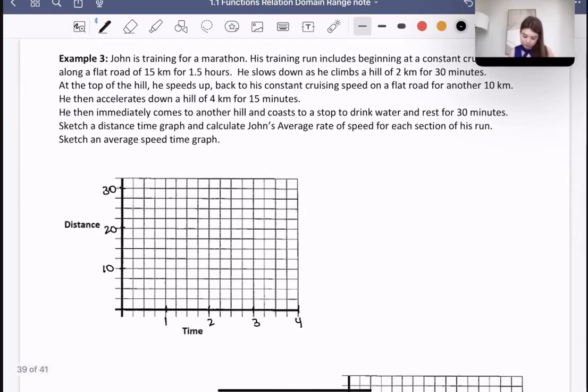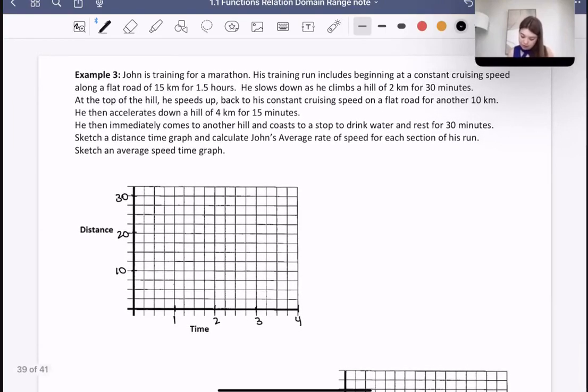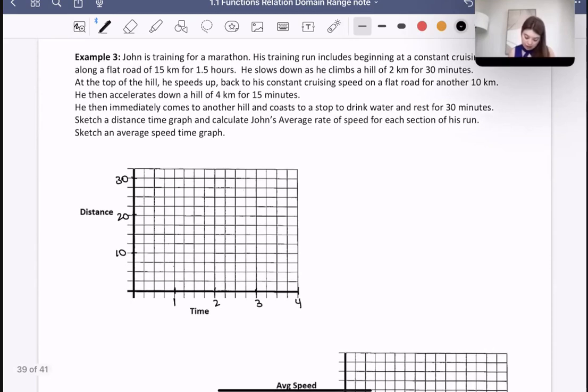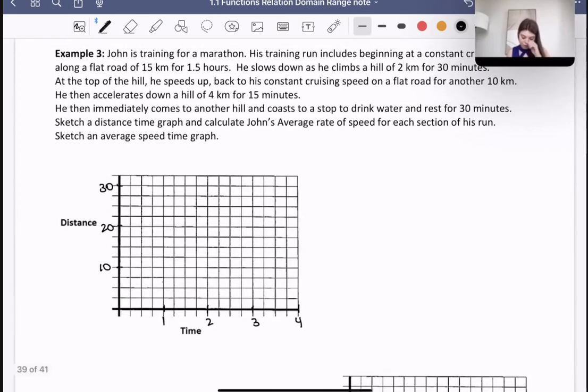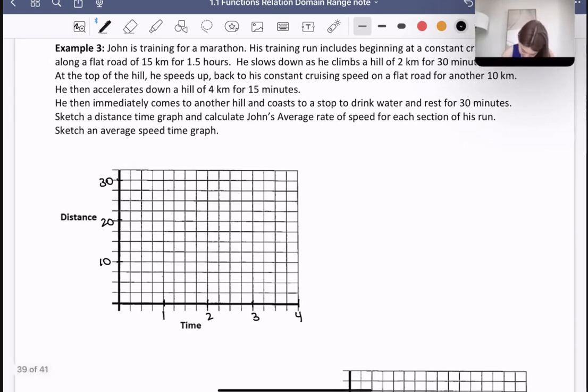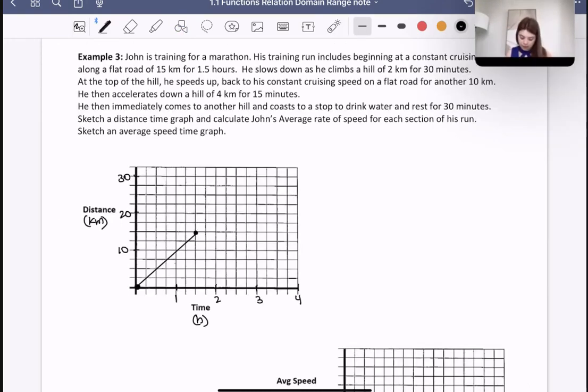The first thing it says, his run includes beginning at a constant cruising speed along a flat road of 15 kilometers for 1.5 hours. That means he traveled at a constant rate and got to 15 kilometers after an hour and a half. So an hour and a half is right here, and 15 kilometers is right here. I should mention this is kilometers and this is time in hours. So that's our first one, and it's a constant rate. Because it's a constant rate, we just draw a straight line. Simple as that. So that's the first part of his run.